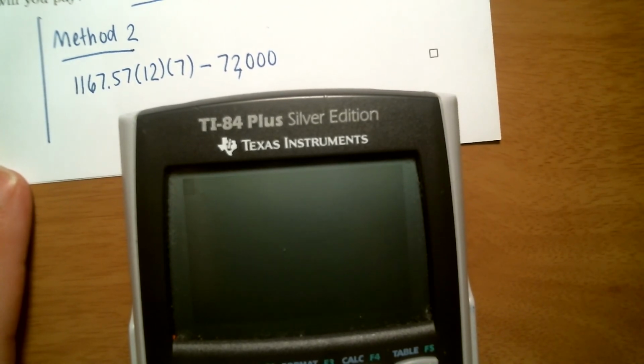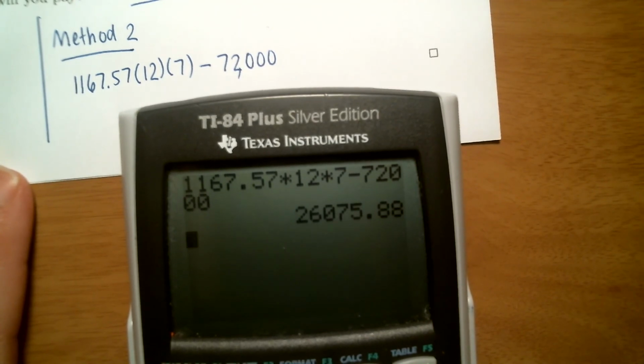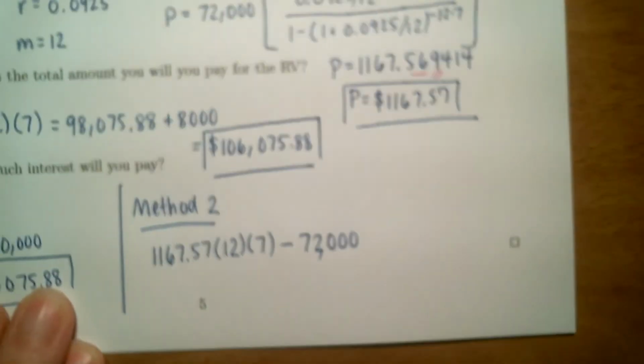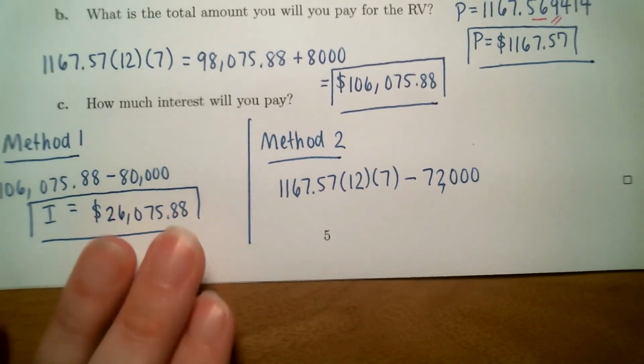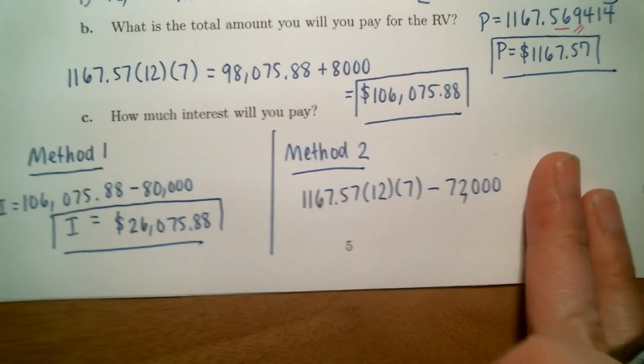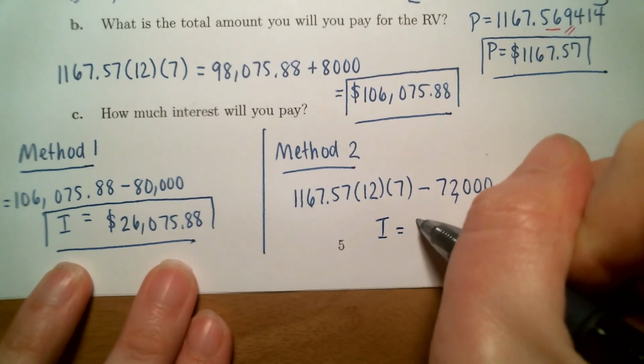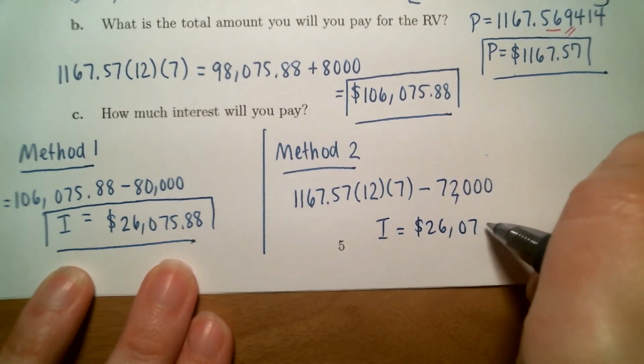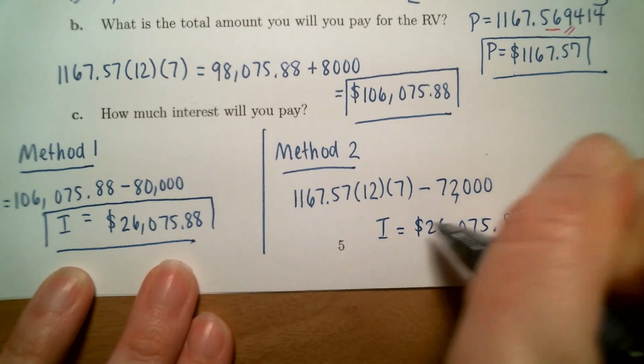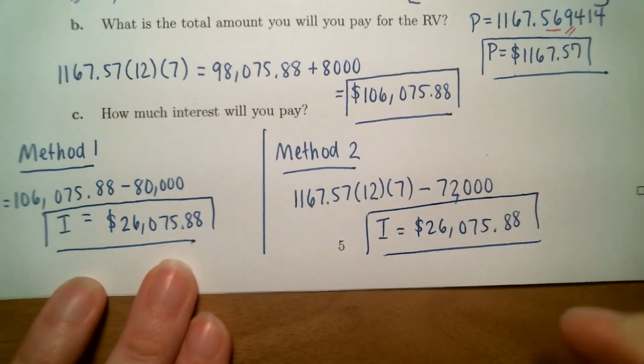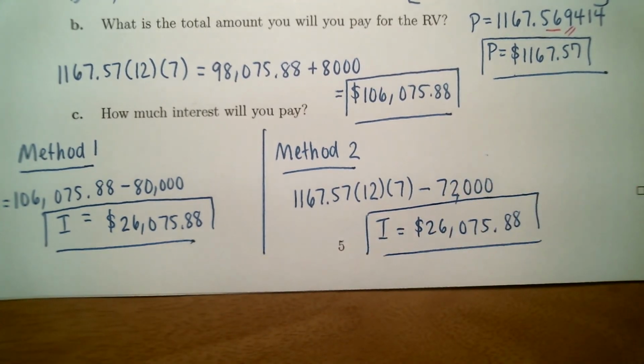There we go. So we're going to do $1,167.57 times 12 times 7, and then subtract out the amount financed, $72,000, and that's going to give us the same amount of interest. So either way you looked at it, you got the same amount of interest: $26,075.88 worth of interest. So that is how you tackle this problem.